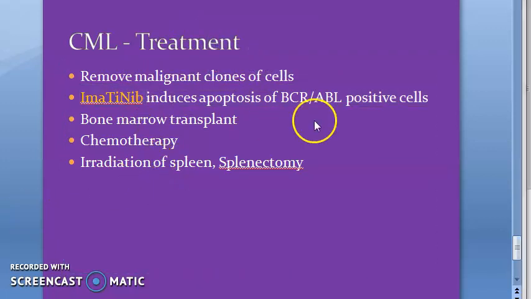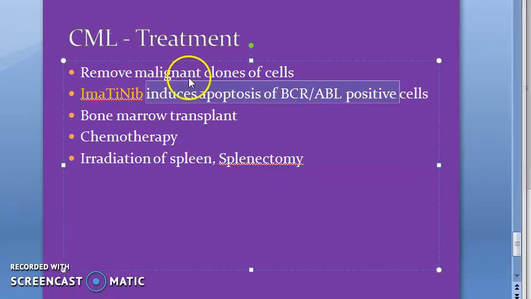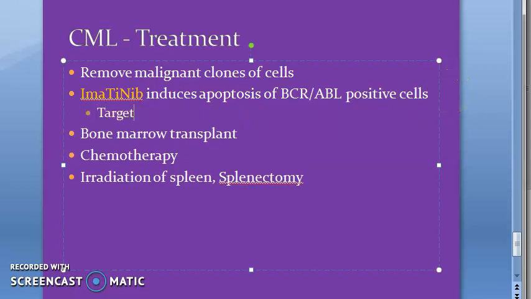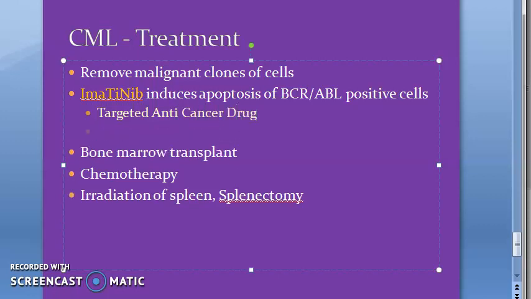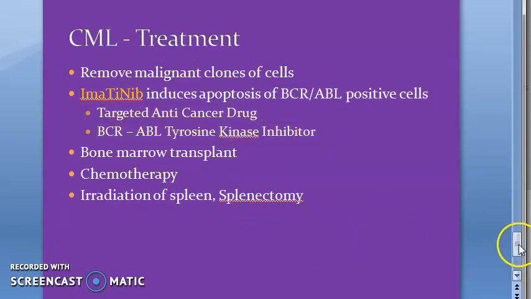Imatinib, okay. So actually Imatinib, it is an anti-cancer drug. It comes in the targeted drugs actually. It's a targeted anti-cancer drug. Okay, and it is a BCR-ABL tyrosine kinase inhibitor. Okay, so in pharmacology you would have read about this. That's all right. So we are done with chronic myeloid leukemia.